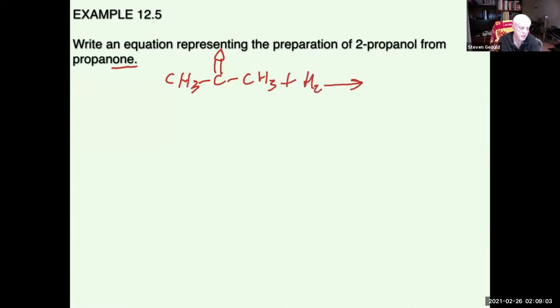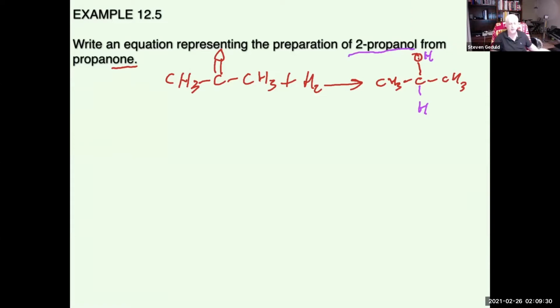Reduction means adding hydrogen. So we have CH3, C, CH3, and here's a double bond we're going to open up. Now it's a single bond, and we're going to add hydrogen to both sides of that single bond. The oxygen gets one side, and this carbon gets the other side. So that's what we've added. That is 2-propanol, like it says up here.